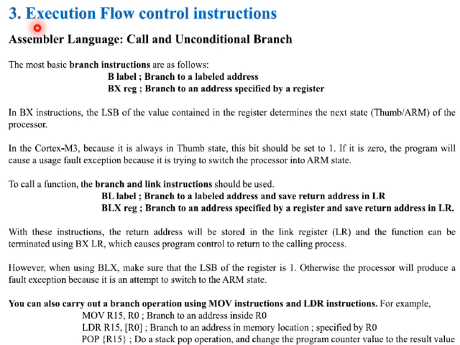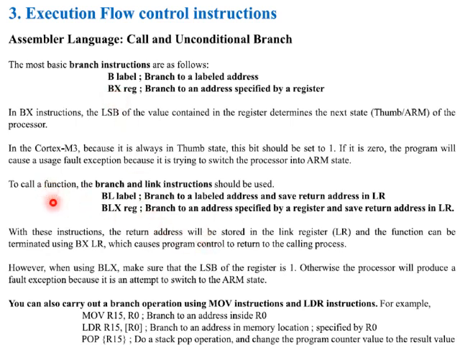So how are these executed in the ARM Cortex M3? The most basic branch instructions are given here. One is B space label, that is, branch to a labeled address. It is only for branch, so that is unconditional. Then BX register, branch to an address specified by a register. Again, it is also an unconditional branch.